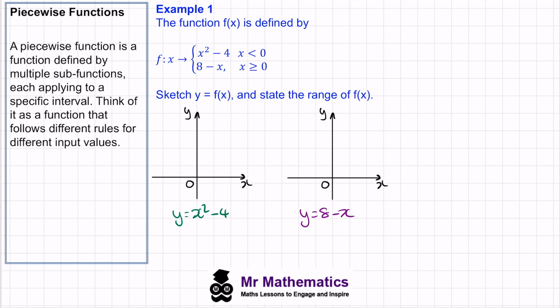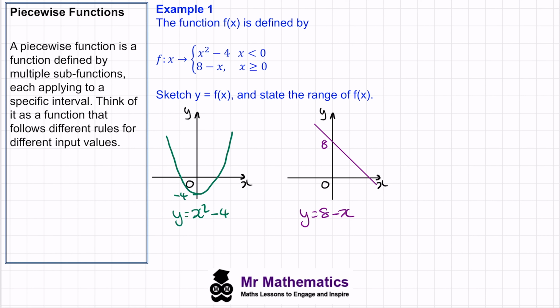So if we begin with x squared minus 4, well, this will be a quadratic with an intercept of negative 4. So it will look something like this, when this value is at negative 4. And for 8 minus x, well, we'll have a negative gradient and a positive intercept of 8. So that will look something like this.